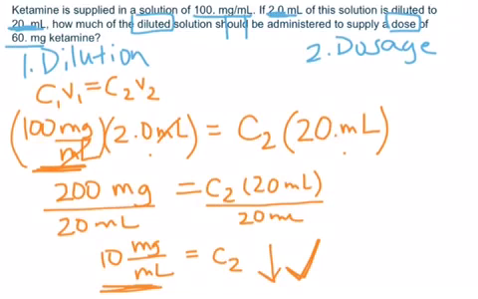So now I'm ready to answer the second half of the problem, which was right here. How much of the diluted solution, that's what I just figured out, should be administered to supply a dose, keyword there, of 60 milligrams of ketamine? So we're going to move to the next page and do our dosage problem.